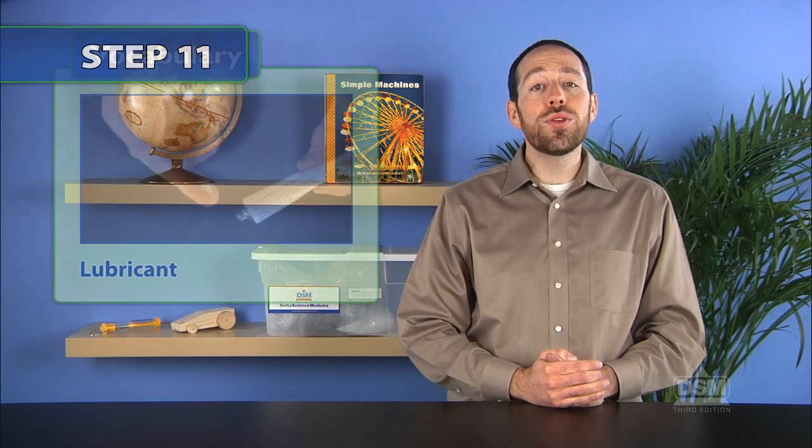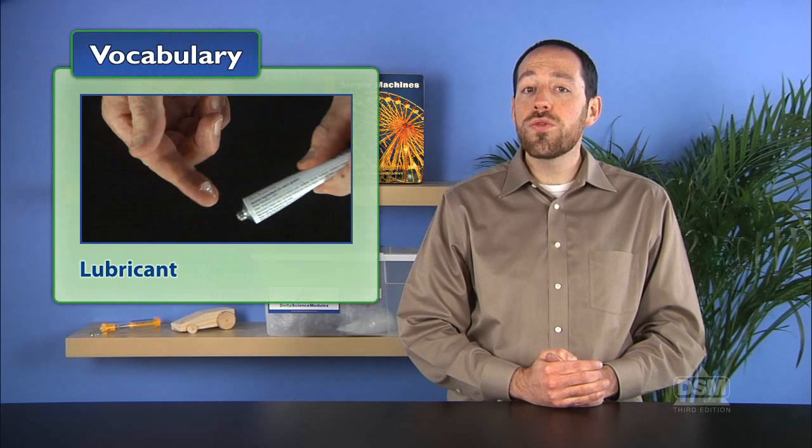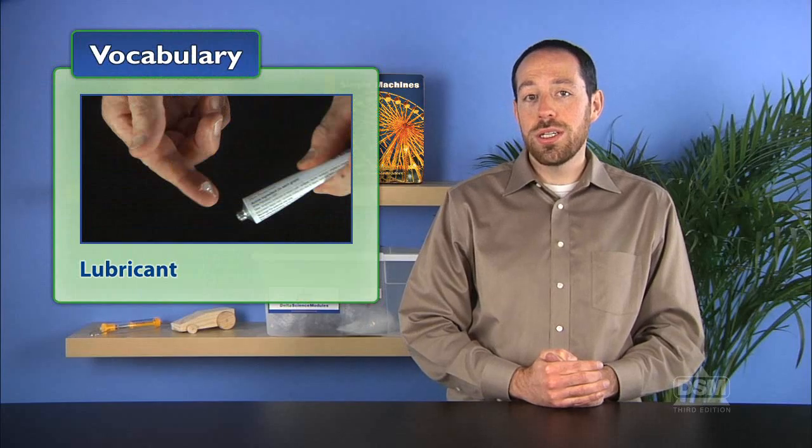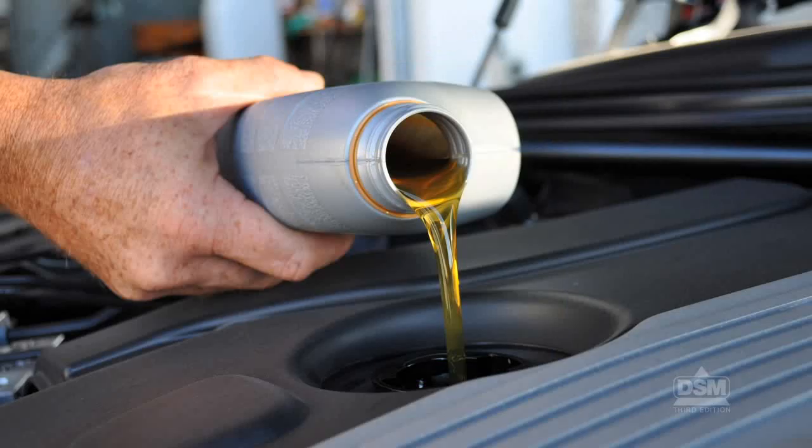Explain to the class that a lubricant is a substance that reduces friction between two moving parts. Petroleum jelly, oil, grease, and other slippery liquids are examples of lubricants. Make sure to distribute paper towels for the students to wipe the petroleum jelly from their fingers.